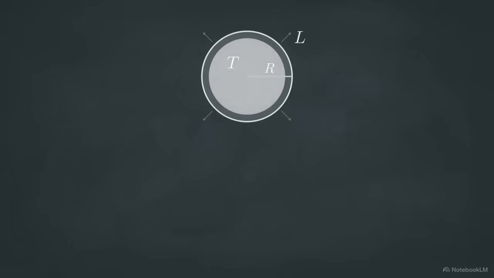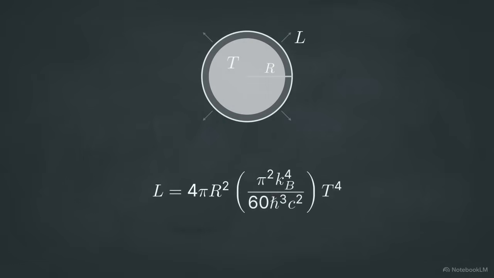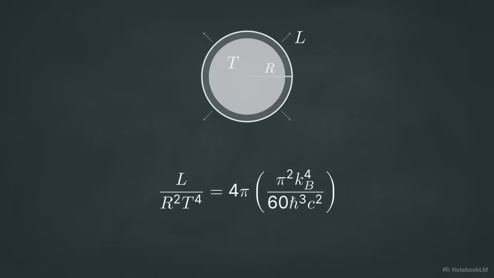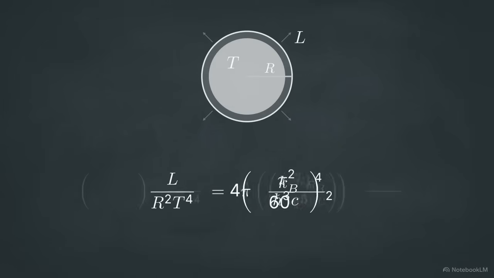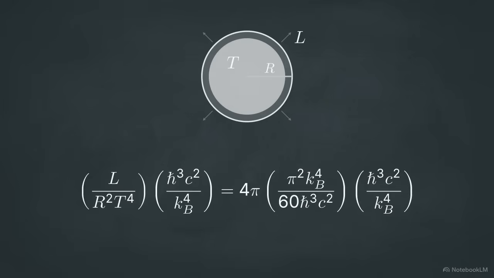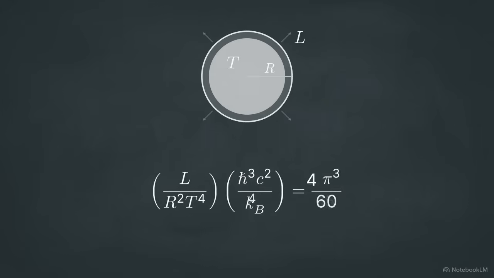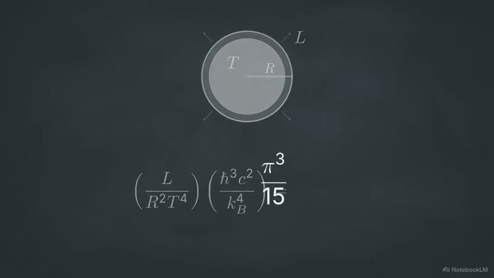This equation is the Stefan-Boltzmann law, dictating a spherical blackbody's total luminosity. Unpacking the Stefan-Boltzmann constant reveals foundational values: pi squared, the Boltzmann constant, Planck's reduced constant, and the speed of light. Rearranging algebraically, we move observational variables to one side. In this reduced dimensionless form, Planck's constant, the speed of light, and the Boltzmann constant cancel out entirely, leaving a single pure fraction, pi cubed over 15.